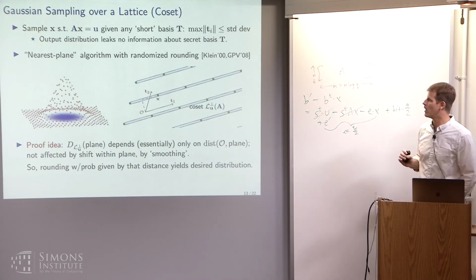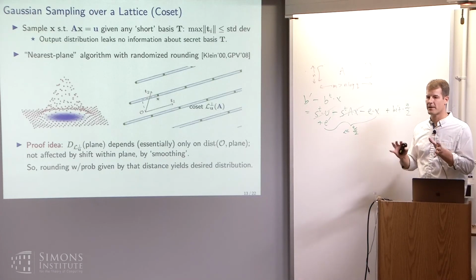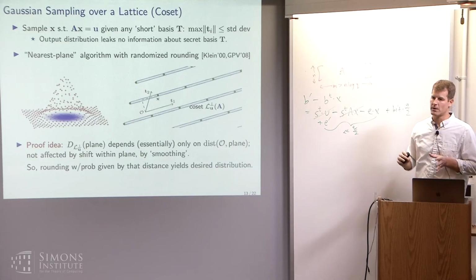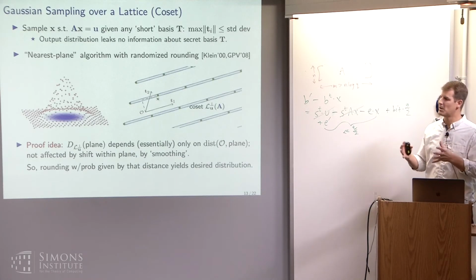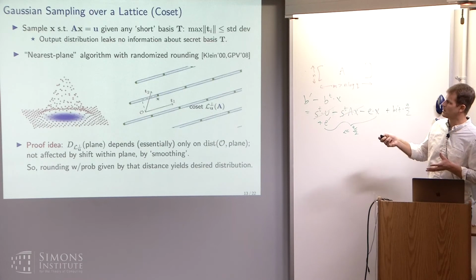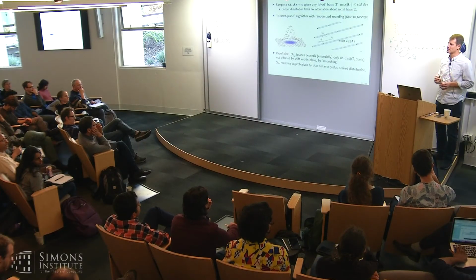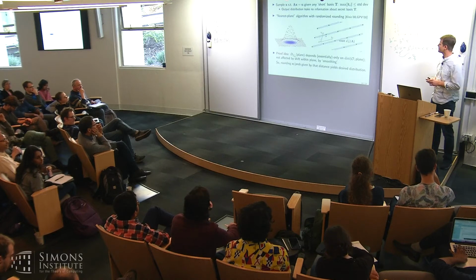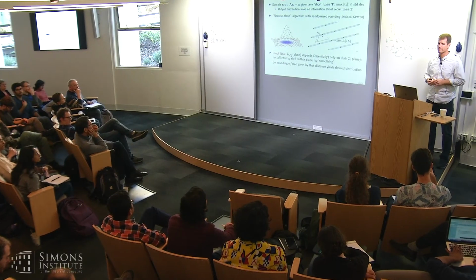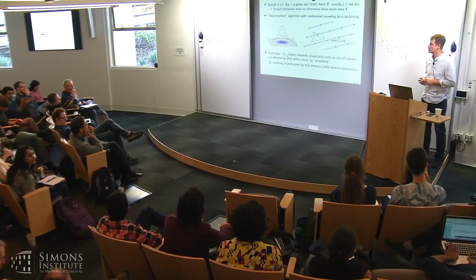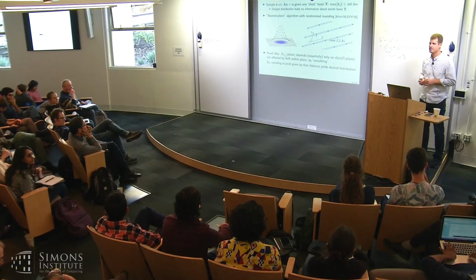So yeah, any two bases that satisfy this bound will generate the same distribution in the end. And that's what I mean by the output distribution doesn't leak anything about that basis. Almost the same. Essentially, up to tiny statistical error. Good question. Any other question about this thing?